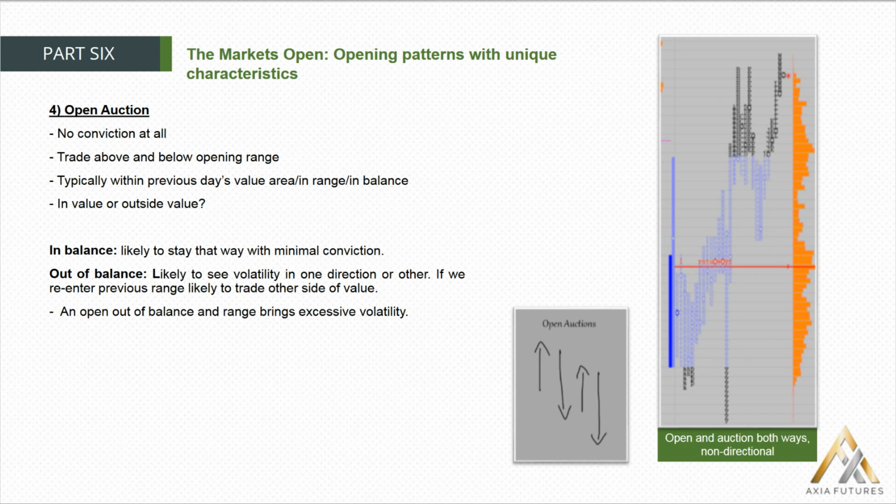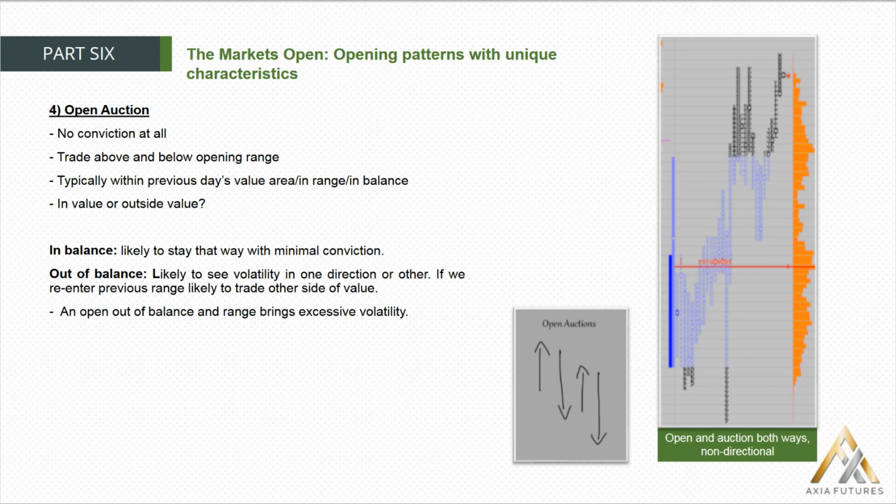Note, the question to ask is, where does this open occur? More often than not, you will see this in a balanced type open. However, sometimes we can see this when we open completely out of balance. The reason for this is that when we open out of balance, we get a lot of other time frame participants being dragged in at these much higher or much lower prices, resulting in a lot of two-way auctioning between buyers and sellers.